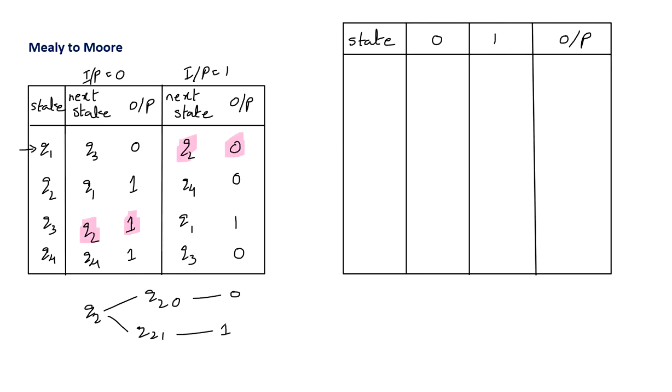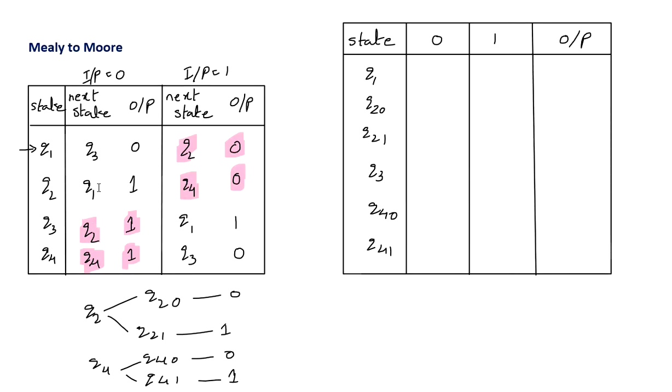Similarly, with the case of Q4 also. Q4 here is giving the output 0 and here Q4 is giving the output 1. Similarly, we need to write Q4 0 which is giving the output 0 and Q4 1 which is giving the output 1. So we are splitting Q4 into two states in the Moore machine. Now we will start constructing the Moore machine. First we will write the states in the Moore machine, that is Q1, and instead of Q2 we are writing the states Q20 and Q21, and Q3 is one more state, and Q40 and Q41.